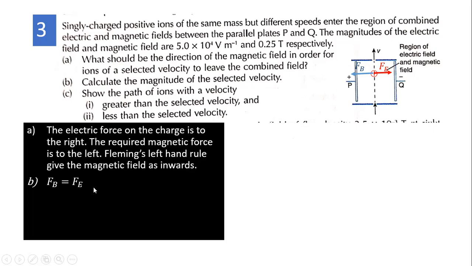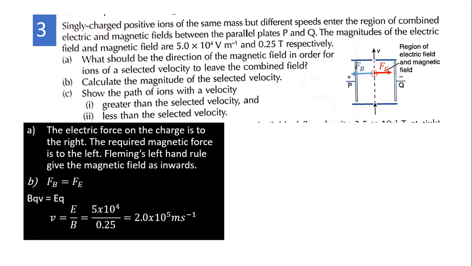Don't memorize the formula. Go to the basic there. It doesn't take a long time. Too many formulas to memorize. Magnetic force formula, electric force formula, cancel the Q, and your V is E over B. Take the B down and put in your value, you get the answer.